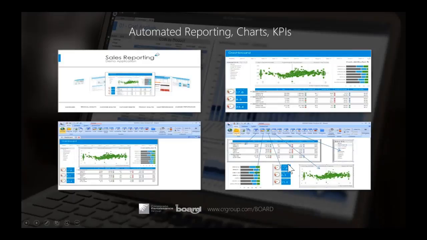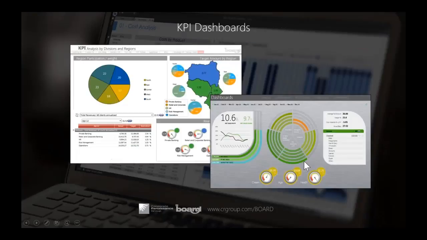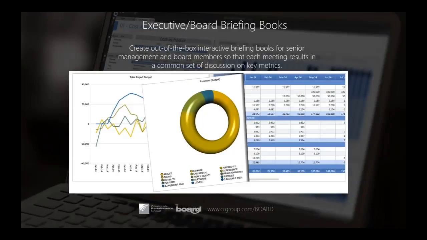You can create different objects on your screens to create dashboards for end users, such as KPI dashboards as an example, where you can link it to a wide variety of different data sources and create very stunning visual dashboards for your company. Board also has executive briefing books, so it's an interactive flip book that you can use. You can pull in different reports and charts, and you can flip the pages and even drill into the data.